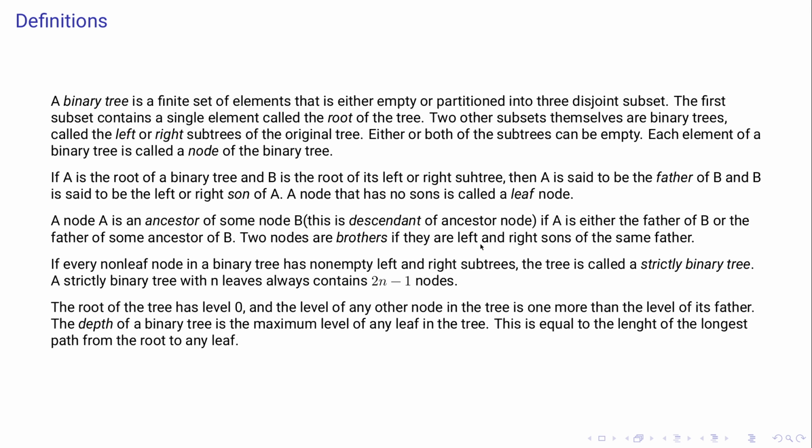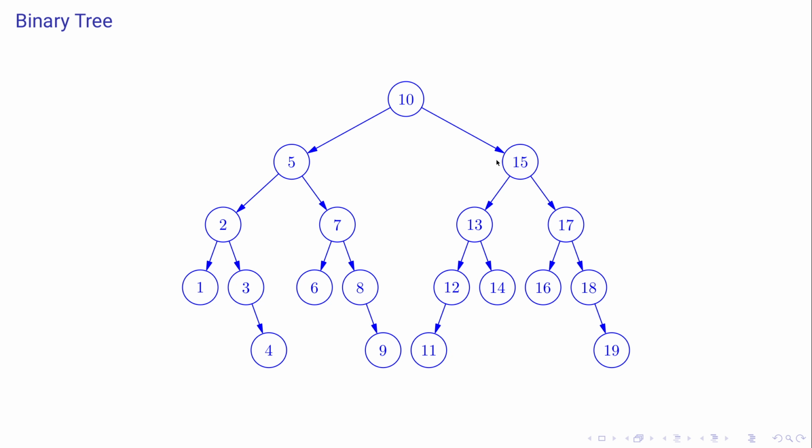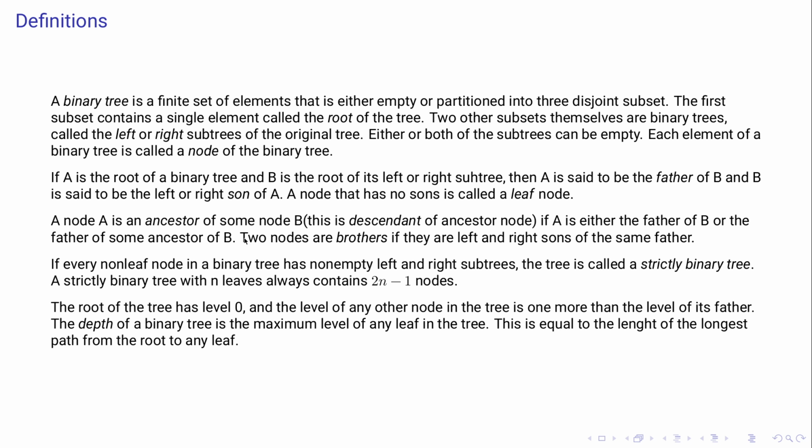2 nodes are brothers if they are the left and right sons of the same father. For example, 5 and 15 will be brothers because their father is the same, 10. 2 and 7 would be brothers. 1 and 3 would be brothers. 6 and 8 would be brothers. So that's how you can recognize brothers.